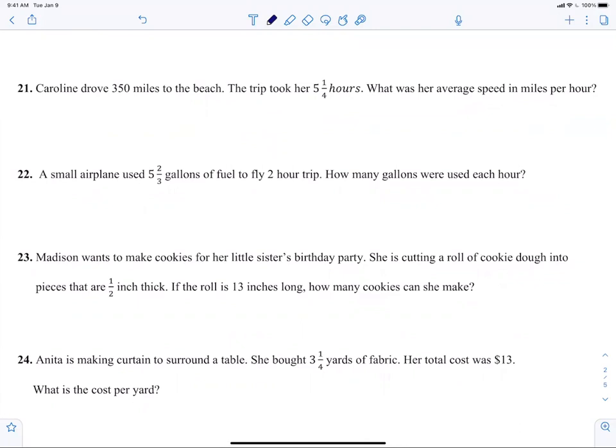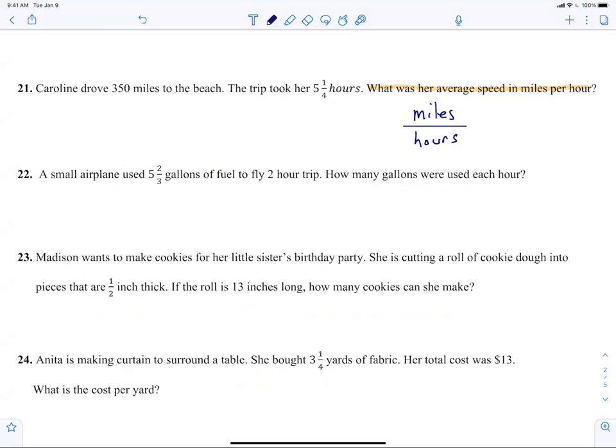Listen to what I'm saying. I want you to read me the question. The trip took her 5 and 1/4 hours. What was her average speed in miles per hour? So we want miles per hour. I want everybody to write this down. I know some of you already know this and that's okay. But I'm trying to get you to understand miles per means what? Divided by hours. That's what we do. We take the miles and we divide it by the hours.